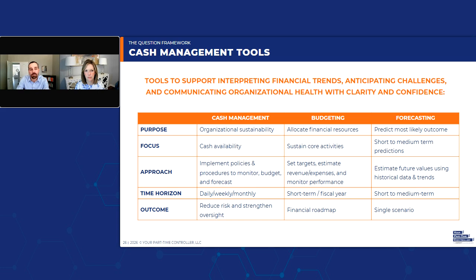Cash management is about organizational sustainability and cash availability day to day. Budgeting sets the roadmap for the fiscal year and what's needed to sustain core activities. Forecasting predicts the most likely outcome over the short to medium term. Used together, they give you the full picture. If you want to go deeper here, check out our resource, Cash's Mission, a webinar from YPTC that is linked in the related content widget and on our website.